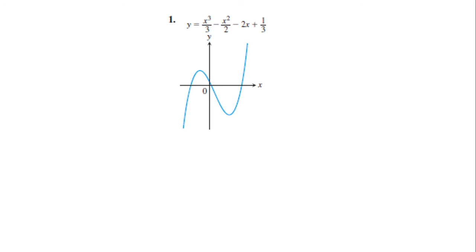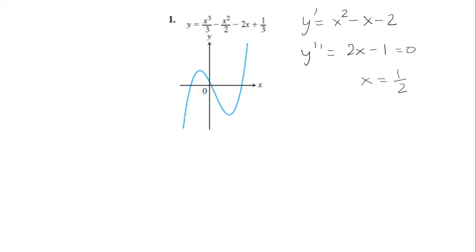Starting with our first graph here, we want to see when the function is concave up and concave down, as well as the point of inflection. So in order to do this, we need the second derivative. Okay, so we're going to take the first derivative to get x squared minus x minus 2. The second derivative will just be 2x minus 1. So we need to set this equal to 0 and get x equals 1/2.